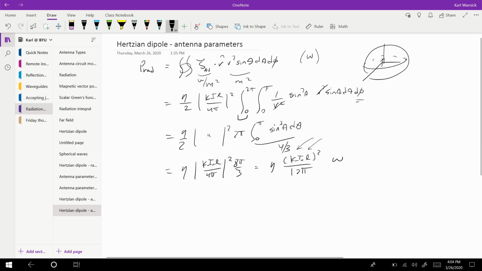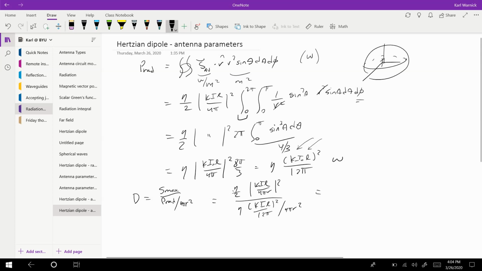Okay, now we're ready to get the directivity. Directivity is S max over P rad over 4 pi r squared. In other words, the power density of the dipole divided by the power density of an isotropic antenna, which radiates the same amount of power but spread evenly over a sphere. We're going to get eta over 2, k I L over 4 pi r, all squared. The sine squared theta maximizes at 1. Then I put in the eta, and then k I L squared over 12 pi. And then there's an over 4 pi r squared.